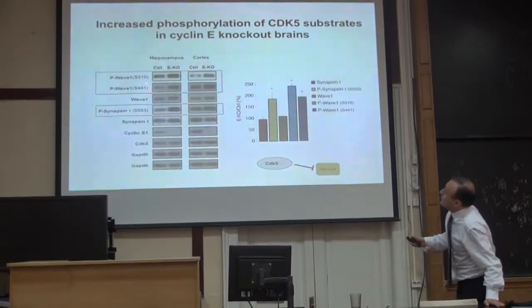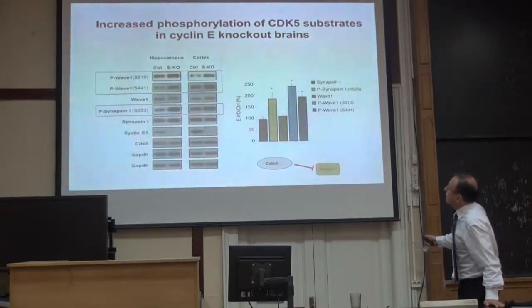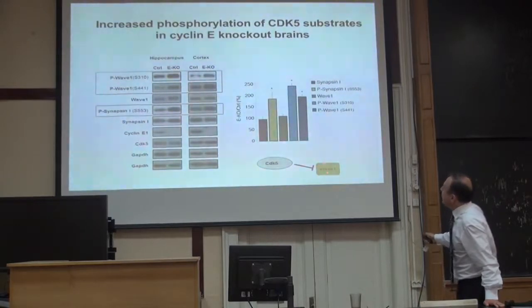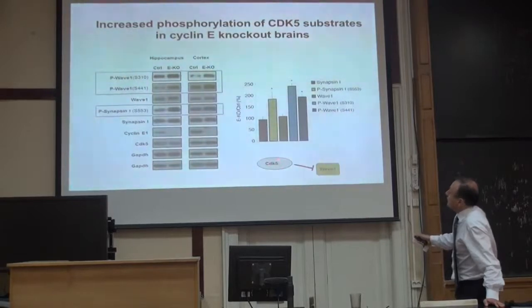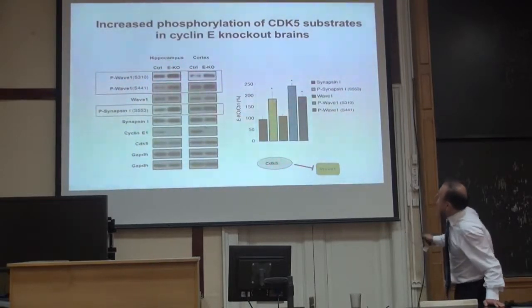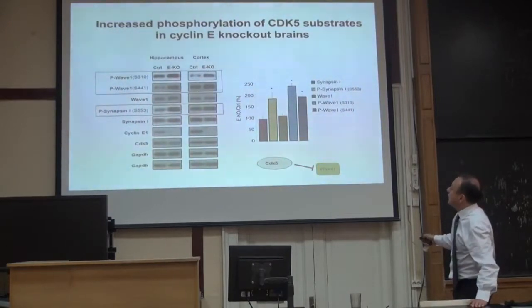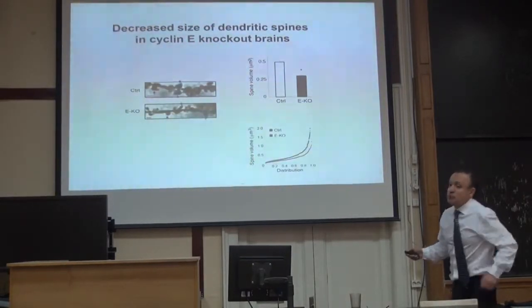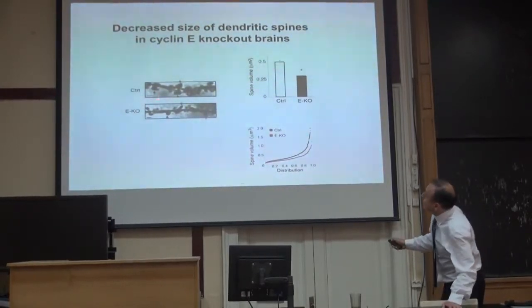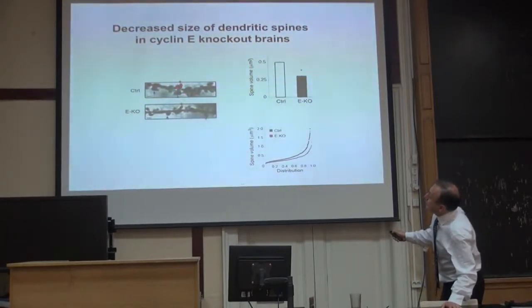So first of all, this phosphorylation of WAVE by CDK5 is very important. CDK5 phosphorylation inactivates WAVE, and WAVE is required for formation of dendritic spines. So if you hyperactivate CDK5, you hyperphosphorylate WAVE, as you can see here. We are expecting it to decrease the activity of WAVE and to decrease dendritic spine maturation, and that's indeed the case. Here we are looking at the size of dendritic spines as a marker of maturation. These are the dendritic spines in control, and these are in cyclin E knockouts, and this is the quantification.